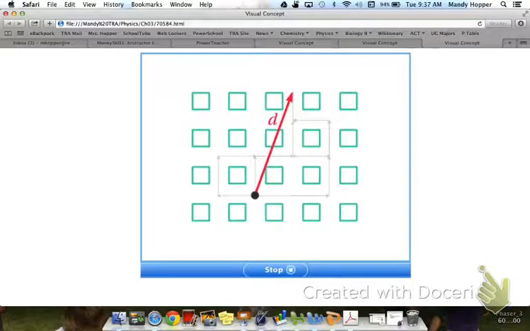So again, your resultant is connecting your initial starting position to your final ending position. Okay? So the tail of it starts at your initial, and the tip of it ends wherever you finished.